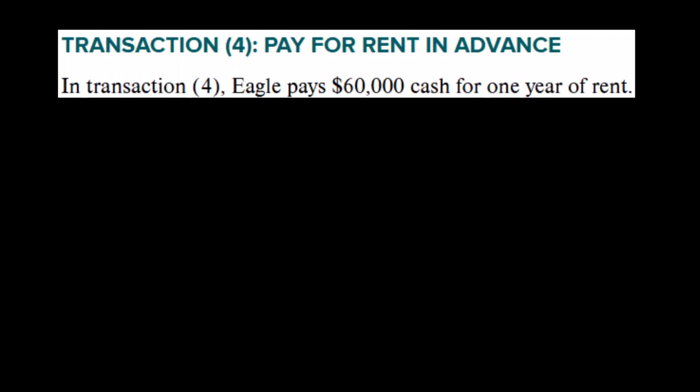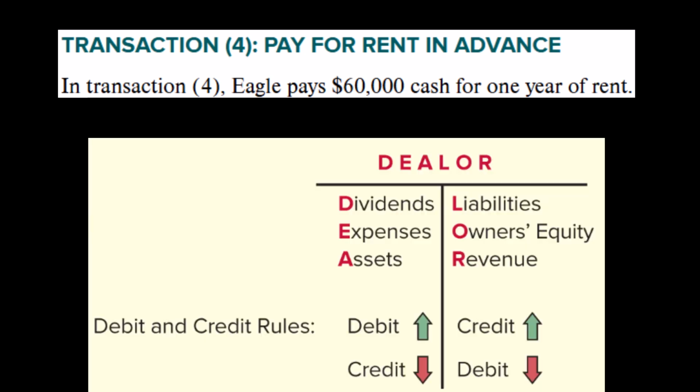Transaction 4. This is a very important type of transaction. We are paying cash now for something we will use later, in this case, a place to operate for the next year. Because we have a right to this future benefit, we've acquired an asset. The accounts are prepaid rent and cash. Prepaid rent is an asset, and it's increasing, so we debit it. At the same time, another asset, cash, is decreasing because we paid it out.